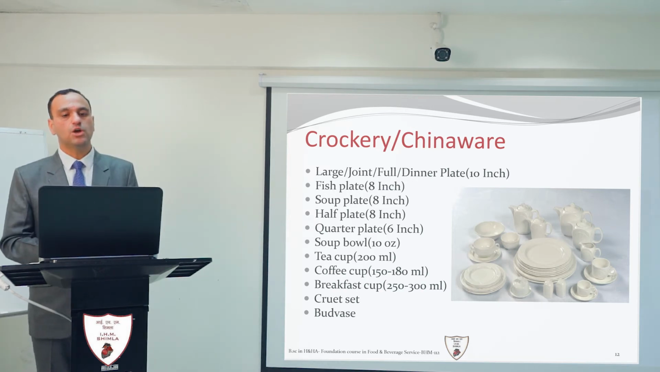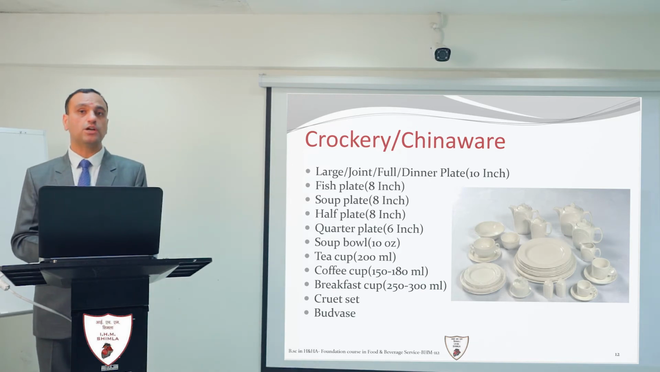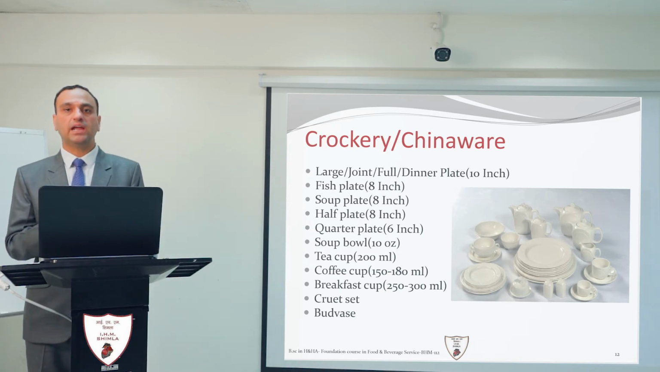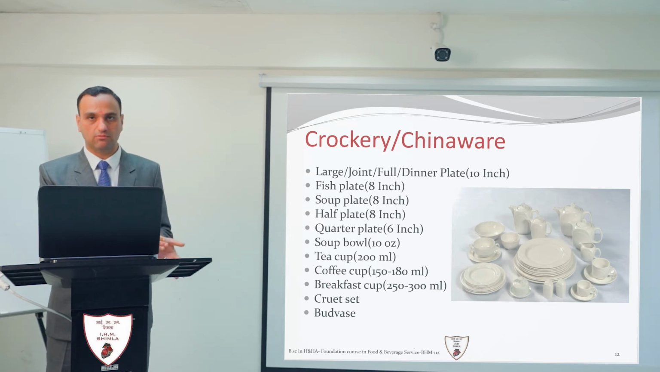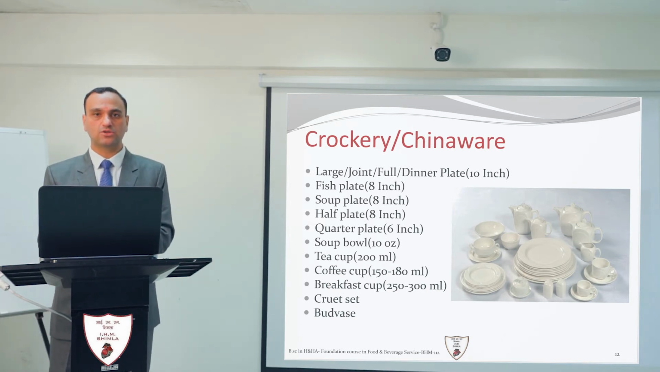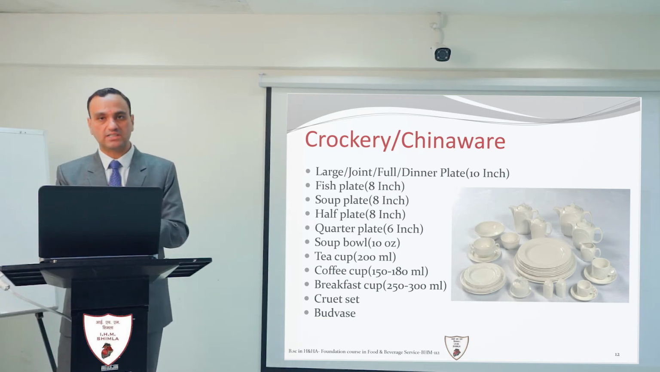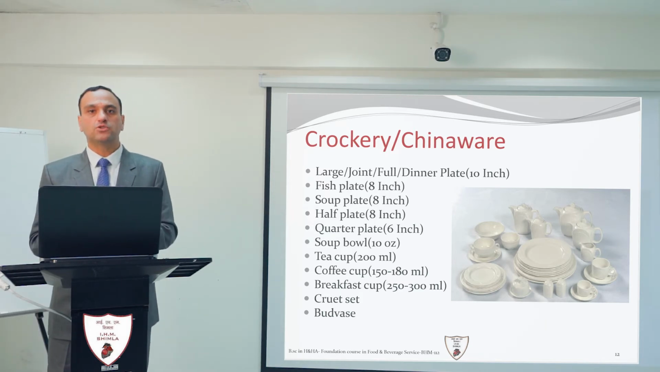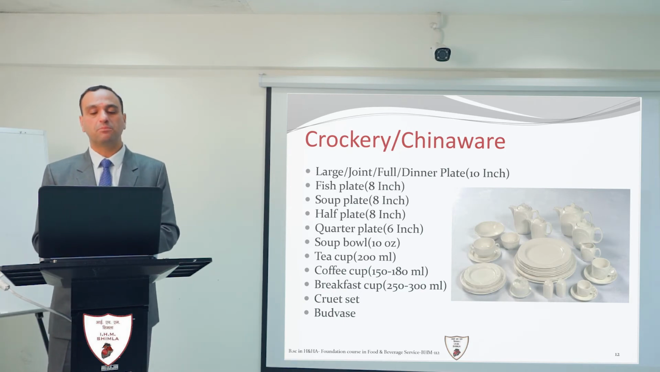Next is the quarter plate. The size for the quarter plate is 6 inches. There are two other names for this plate: side plate and B and B plate. It is called a side plate because it is placed on the side of the cover. While the guest dines in a restaurant, in front of him there will be a cover, and on the side of the cover this plate will be placed. That's why we call it a side plate. It is also known as the B&B plate, bread and butter plate, because the breads will be served in this plate.